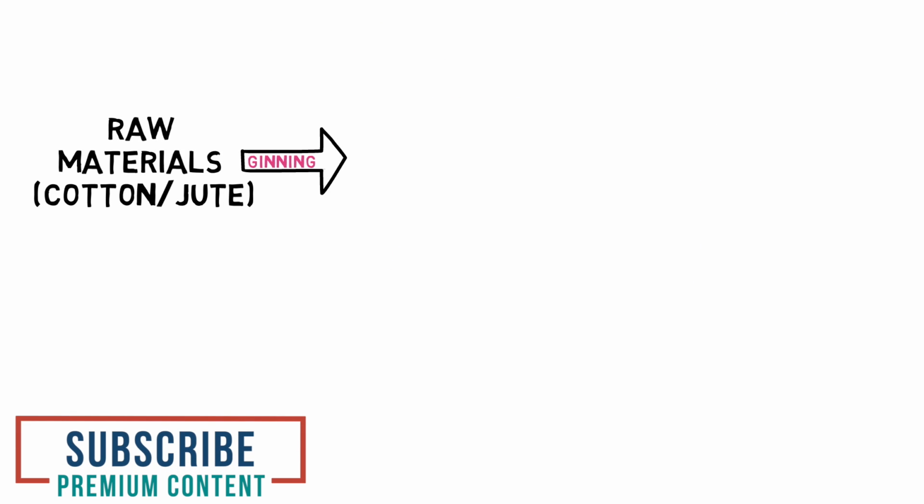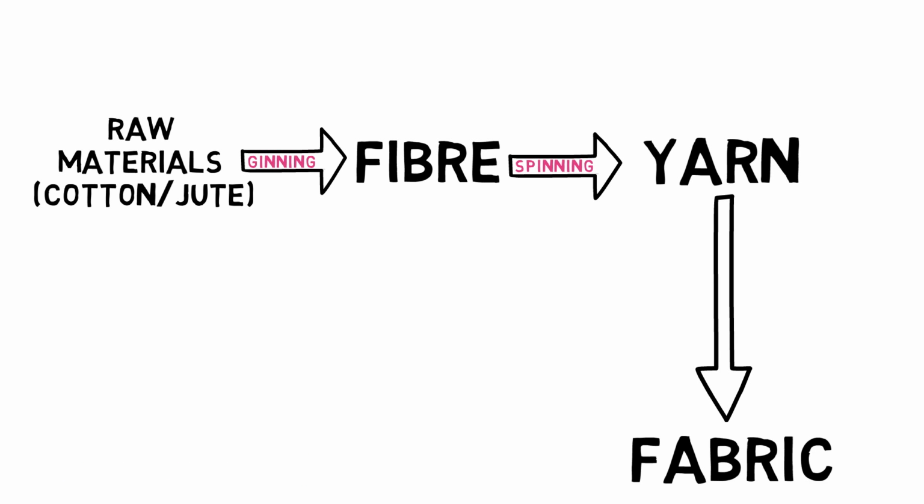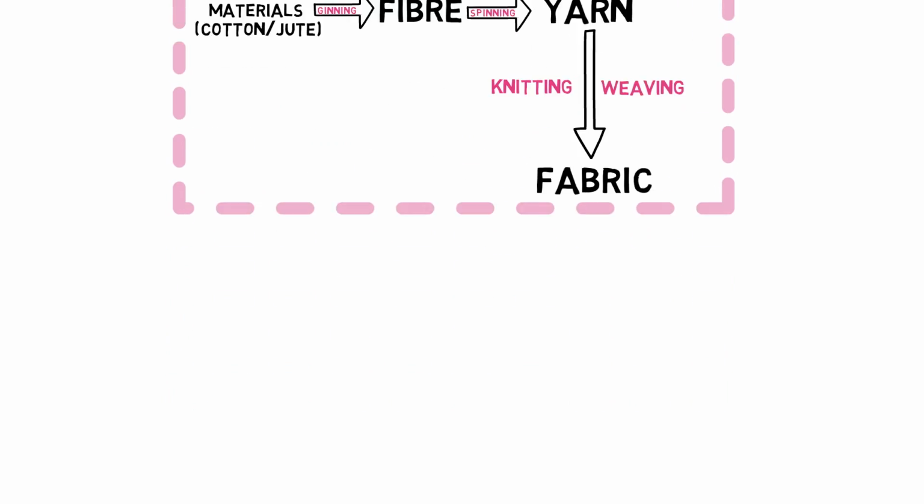Now this diagram here is the crux of the chapter. So basically there are raw materials, for example cotton, jute, etc. These raw materials are used to make fibers. Fibers se fir banta hai yarn, and yarns are then used to make fabric. This is what you need to understand. Now let us understand in a little more detail.